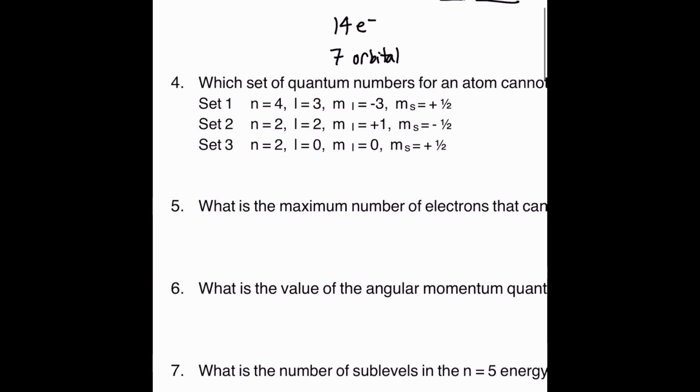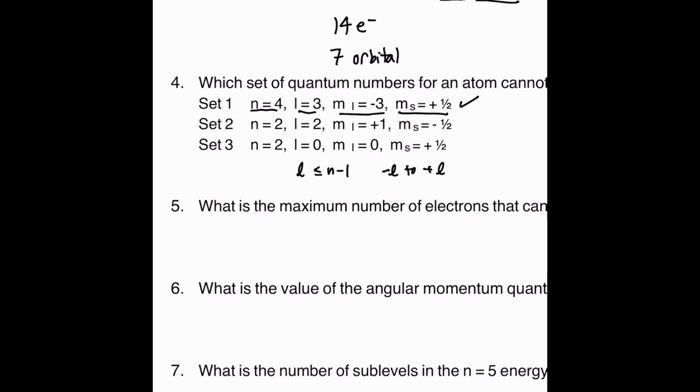Okay, next question. Which set of quantum numbers for an atom cannot exist and why? We have 3 different sets here, so let's evaluate. Set 1: n equals 4, that is definitely a valid energy level. l equals 3, yes, you can have that, because remember that l can be anything less than or equal to n minus 1. m sub l equals negative 3 is definitely valid as well, because m sub l has to be between negative l and positive l. And we know that m sub s is always plus or minus 1/2, so this one is valid.